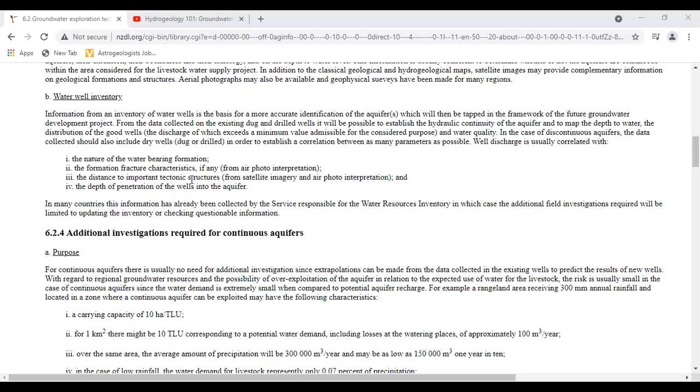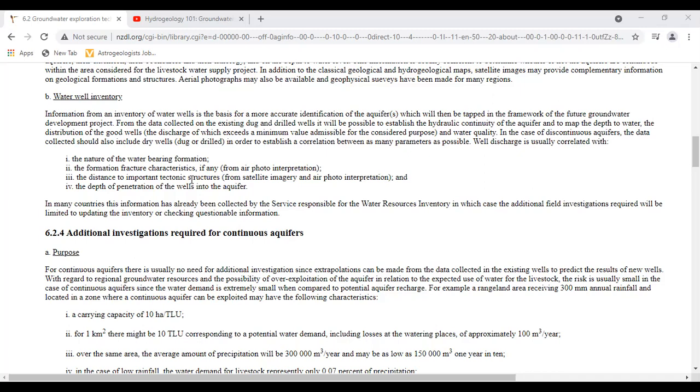The second one is the formation fracture characteristics. The formation fracture characteristics, as I already explained, means that if we identify any fracture, joint, or fault in igneous or metamorphic rocks, that is the only option to identify the groundwater underneath the earth. This information we can also get from the air photo interpretation: the distance to important tectonic structures from satellite imagery and air photo interpretation. Using both, we can easily identify whether there are any tectonic structures or tectonic forces.